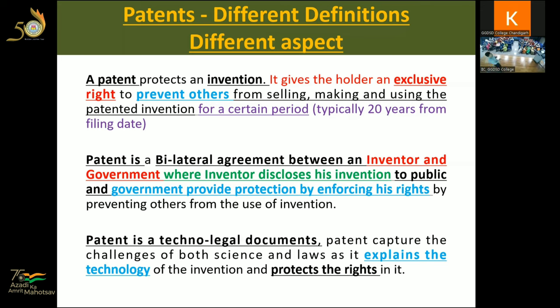Then, a patent is a technical legal document. This is another aspect of the definition. It is a technical legal document, where the patent captures the challenge of both science and law, as it explains the technology of the invention and protects the right in it. Right. So it is a technical legal document where the explanation with respect to the technology is written, and then the rights are also written. And that way, for example, when we are making a contract, we are writing certain clauses. Now, this is the clause, these are the conditions. So all these conditions will be abided by the people who are involved in signing the agreement. And by way of signing the agreement, you are able to protect your interest. So that way you have to look at it as a technical legal document.